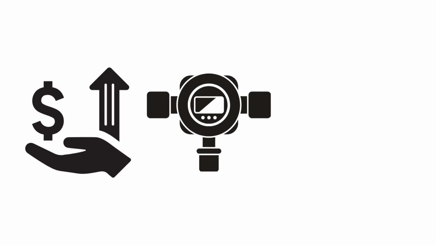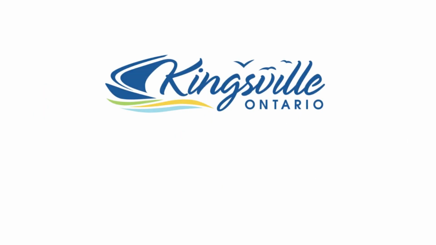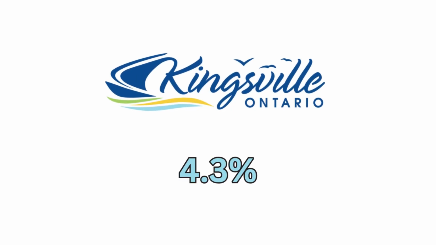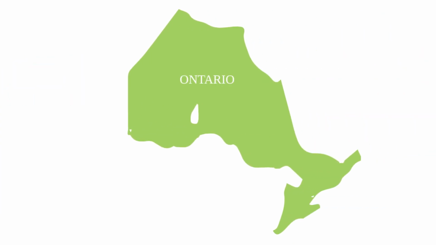Debt financing unexpected operating expenses or routine asset replacements is generally not a recipe for long-term success. Some debt is repaid through development charges, utility rates, or recovered from specific property owners who are benefiting from the project. The town of Kingsville currently allocates 4.3% of its property tax dollars to debt payments, which is relatively low compared to many other municipalities in the province.